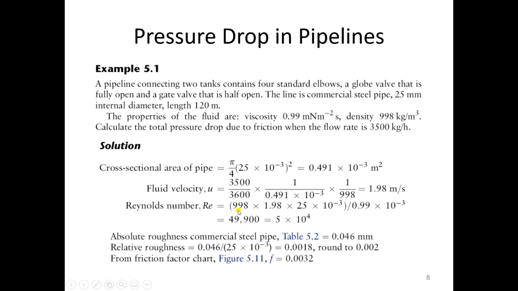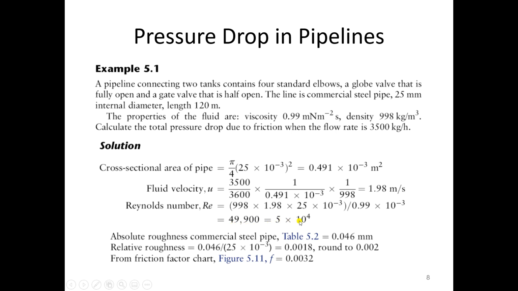Then we calculate the Reynolds number. Reynolds is rho u d over mu, the viscosity. And please take note that this one is 0.99 millinewton second per meter squared, so just convert this one to Newton. This one is milli, times 10 to the negative 3. So what we get here is the Reynolds number, and make sure the Reynolds number has no units, it is a dimensionless number. What we get is 49,900, rounded to 5 times 10 to the power of 4.